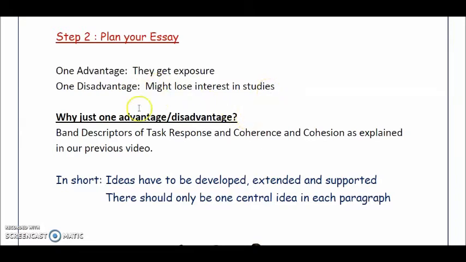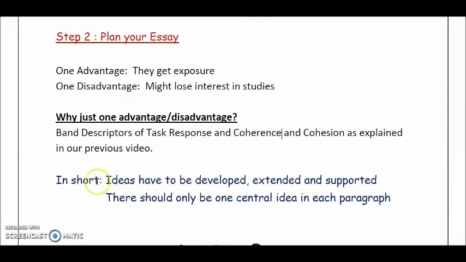So you might be wondering why just one advantage and disadvantage. So this has been my personal experience. I have appeared for the exam 3 times. And every single time I have written only one idea, explained it and given an example. Why does this work? This works because band descriptors of task response and coherence and cohesion, as we have explained in a previous video for an agree-disagree essay, they tell us to write one central idea, explain it, support it, extend it, and give more details for it. So if you give more than one idea, you will not be able to extend or support your idea, and your ideas will not be developed enough.